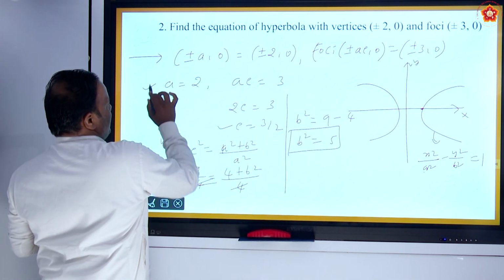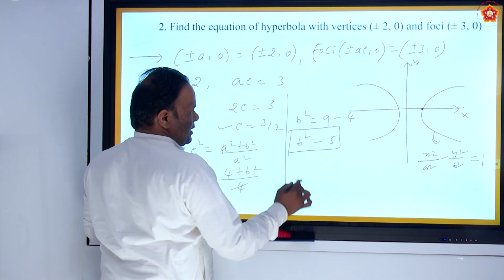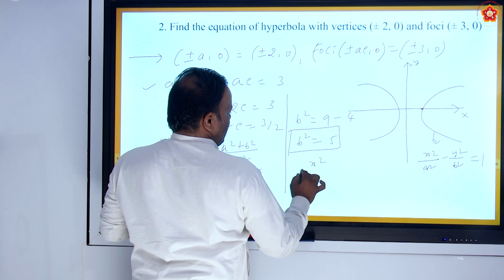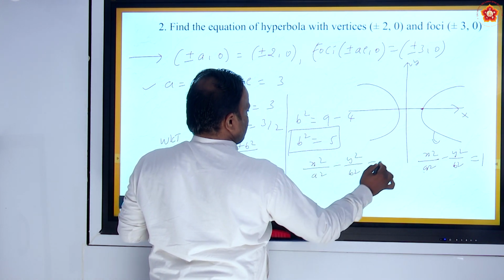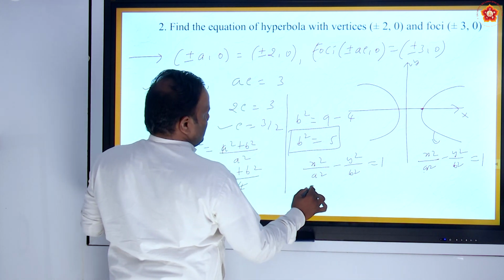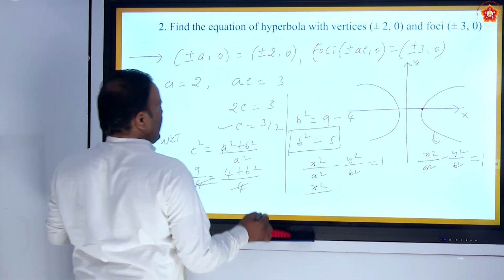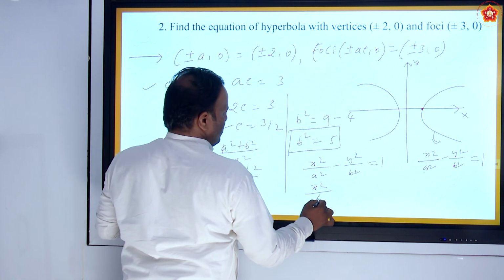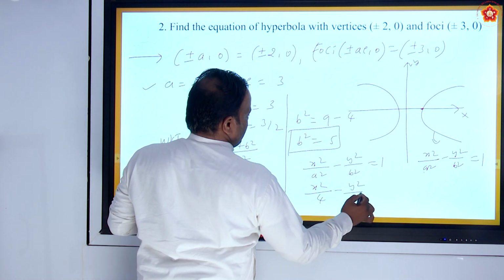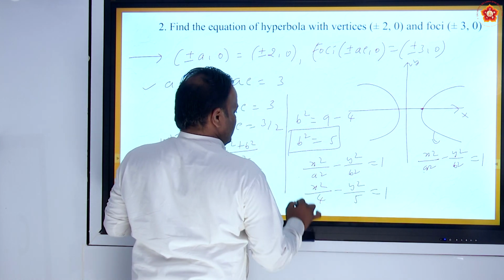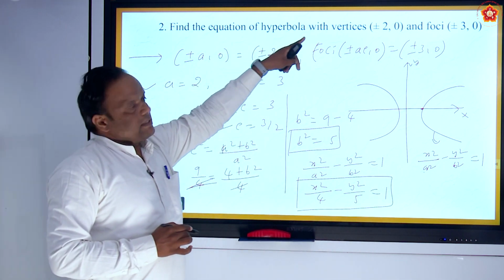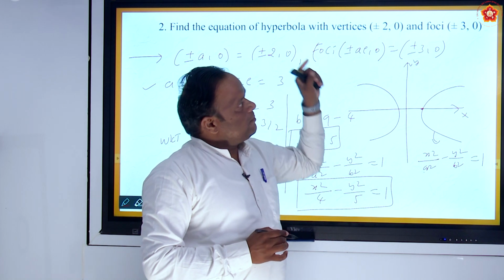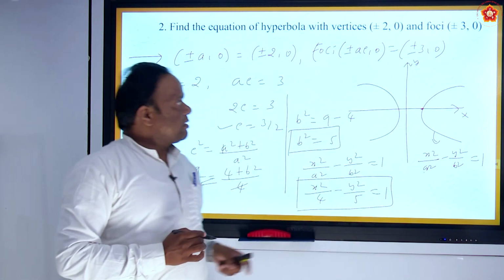We know the a value, we know the b square value. The equation of hyperbola is x square by a square minus y square by b square equal to 1. So put the values here. x square by 4, since a is 2 and a square is 4, minus y square by 5 equal to 1. This is the required equation of the hyperbola. The given conditions are vertices plus or minus 2, 0 and foci plus or minus 3, 0.